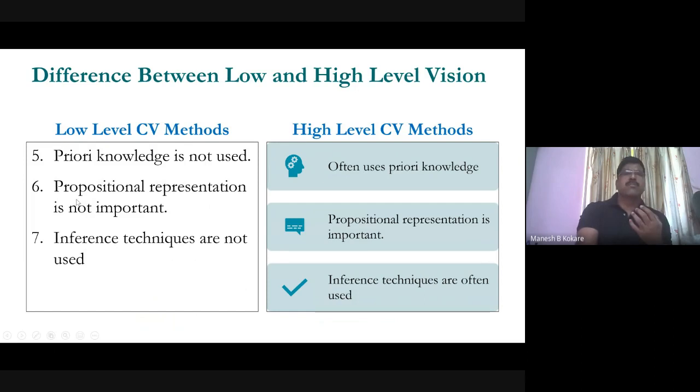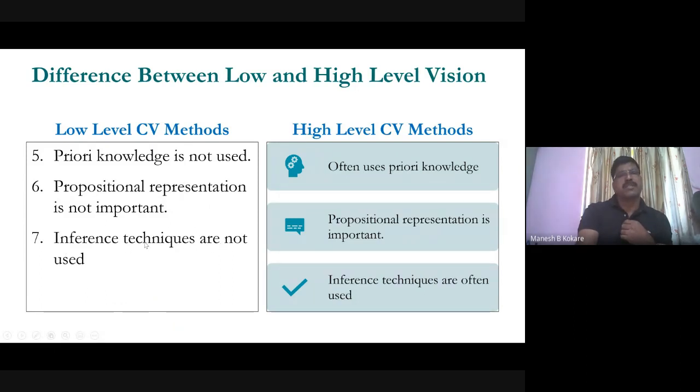Then the sixth difference between the low-level and high-level computer vision method is that proportional representation is not important, and fuzzy logic is also not basically used in low-level computer vision. Whereas proportional representation is important in achieving the goals in high-level computer vision. I don't think you have studied fuzzy logic yet. Generally, inference techniques are used in fuzzy logic, so this is not at all used in the low-level computer vision method.